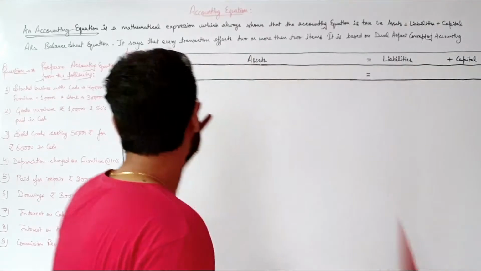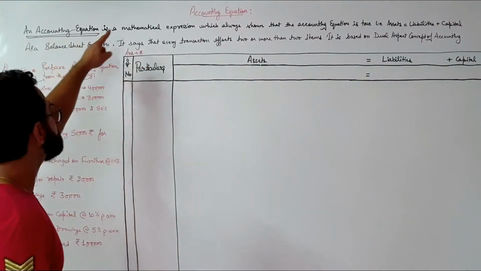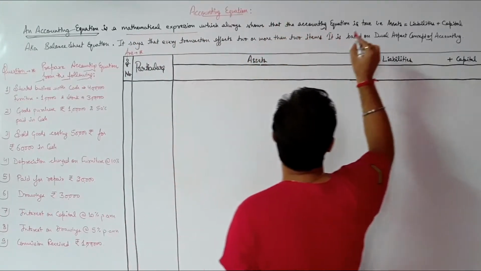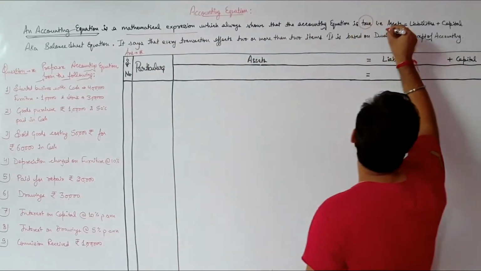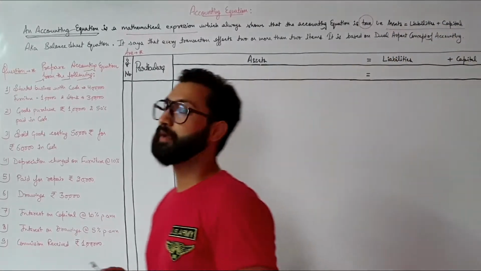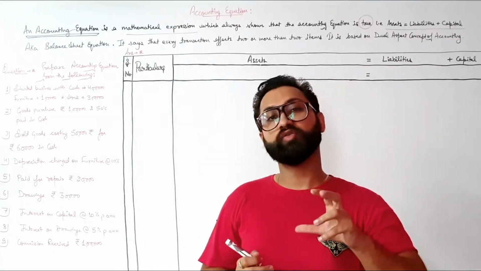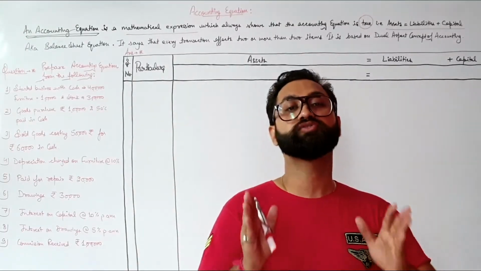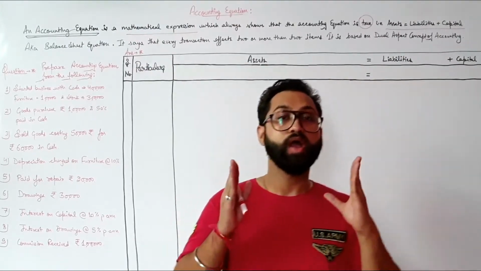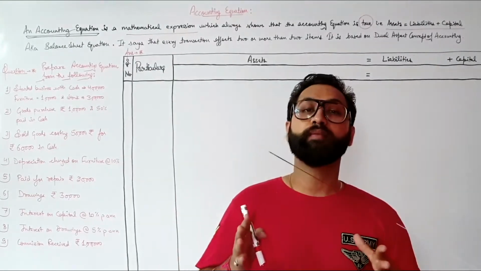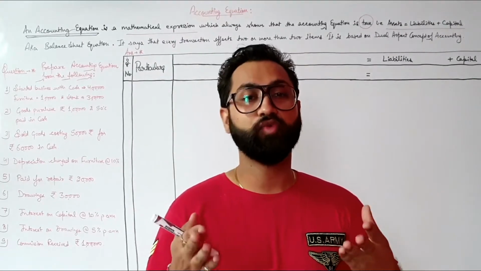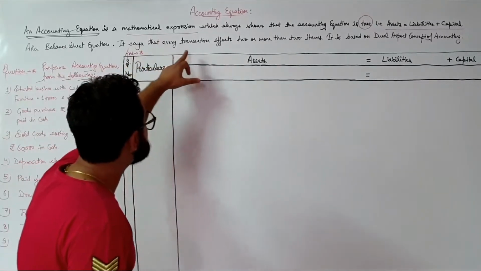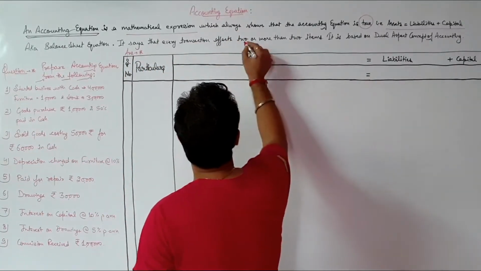Now, accounting equation. An accounting equation is a mathematical expression which always shows that the accounting equation is true when assets are equal to liabilities plus capital. Accounting equation only wants to show you that at each and every transaction assets will always be equal to liabilities plus capital. Now what are liabilities? Outside liabilities. And what is capital? Internal liability.